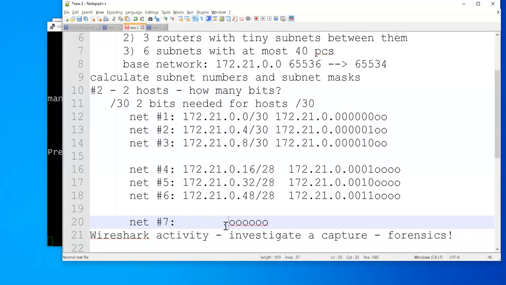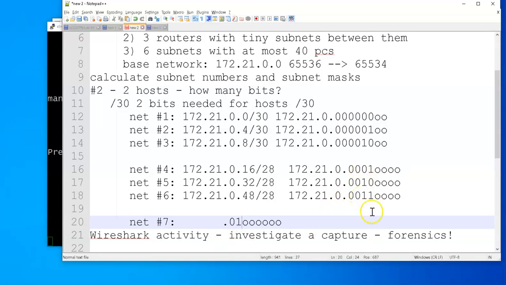And those top 2 bits, can they be 00? Well, that'll overlap with that network. So what do I put here? 01. Yeah, 01. And let's make sure, does it overlap? None of these have a 01 in them, so I'm okay.